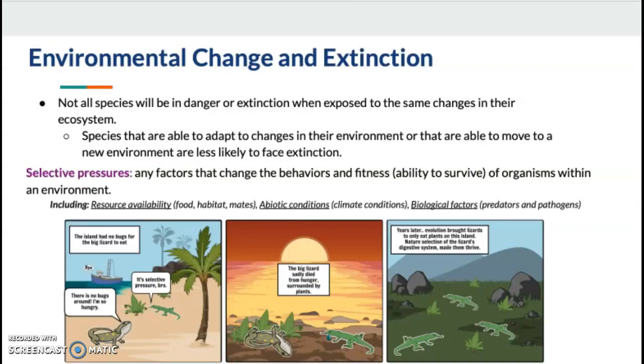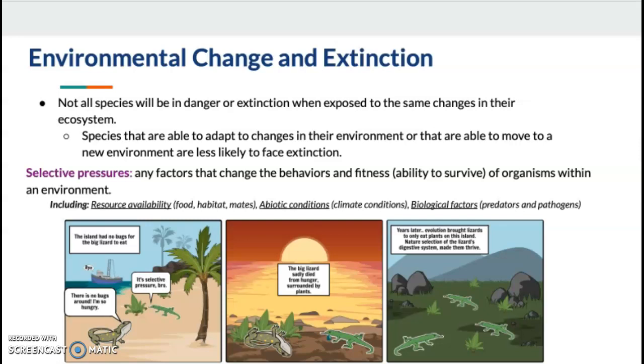Environmental changes often lead to extinction. Not all species will go extinct when these changes occur, but it is possible. If the species can adapt to the changes, or if they're able to move to a new environment, they're less likely to face extinction. So these environmental changes are called selective pressures. It's any factor that can change the behavior and the fitness of that organism, the ability for it to survive.